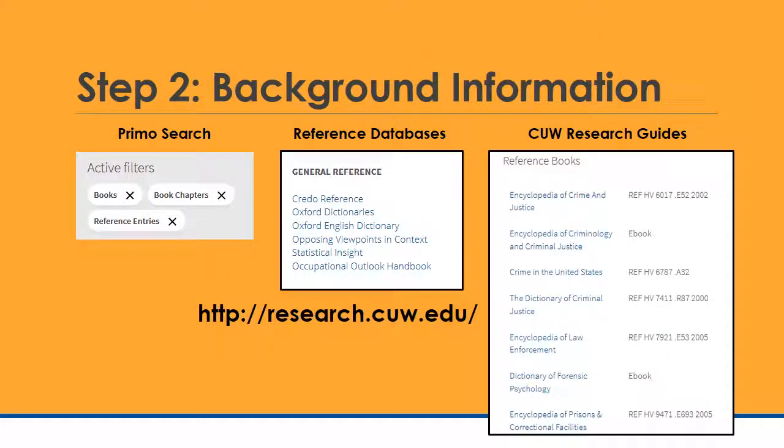Step 2 is background information. To narrow down your potential questions, you need to learn more about your topic. Good resources for this are books and reference materials. You can find both by searching your topic in Primo and limiting your results by resource type. I also recommend checking out the research guide for your subject. The guide links to general reference databases like Credo Reference and includes paper reference books for some subjects. Keep track of your sources, as some might be helpful later.